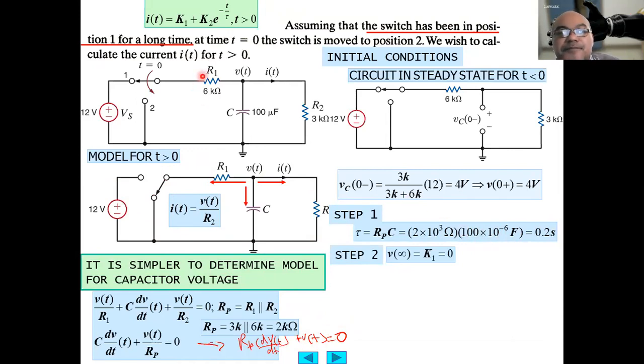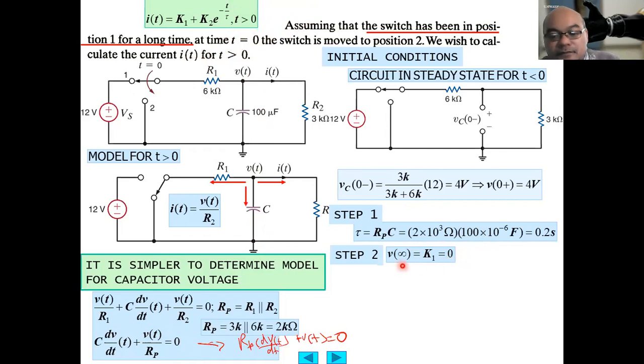Step 2 is to find the steady state. When t approaches infinity, in this case it is the voltage, at steady state dv/dt equals 0. So we obtain v(infinity) equals 0, which equals K1. So K1 equals 0.